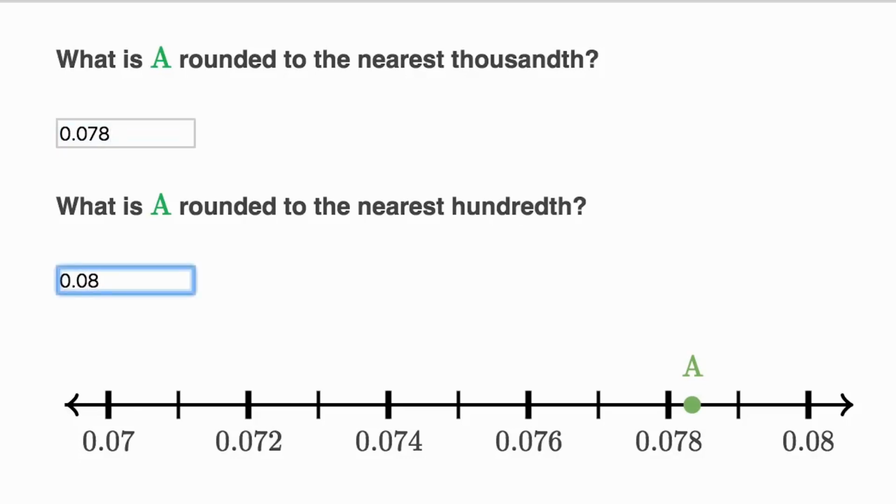0.08. So once again, the whole point of this video is to appreciate that when people say round to the nearest whole number, to the nearest 10, to the nearest thousandth, to the nearest hundredth, you can think of it on a number line and just say, well, what is the closest hundredth to it? Or what hundredth is it closest to? Which thousandth is it closest to on the number line?